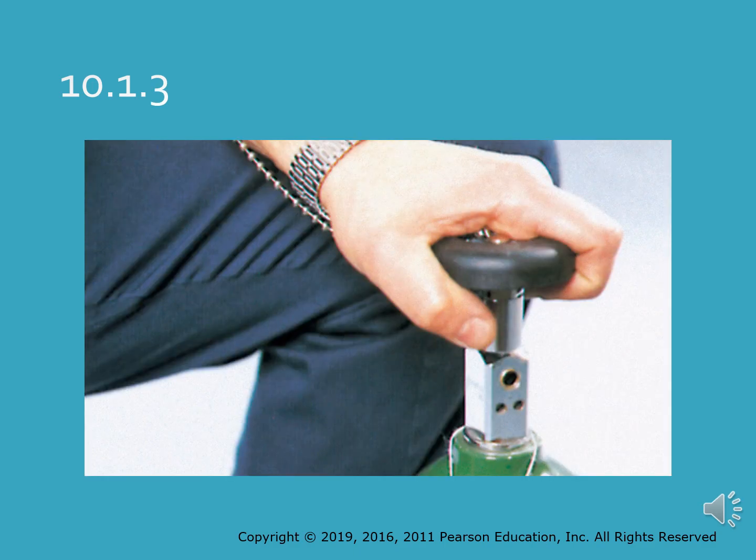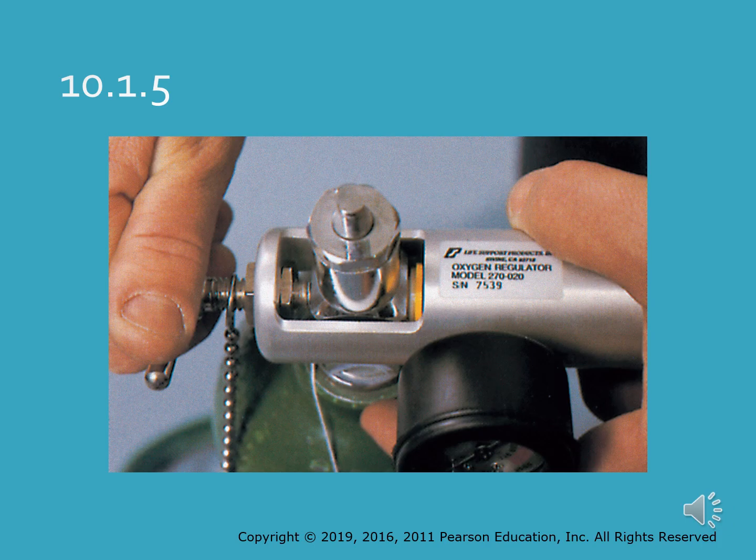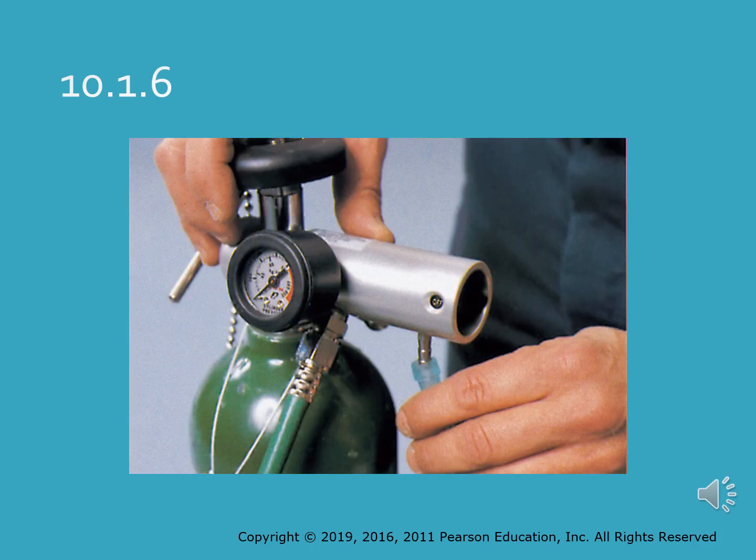Next, you're going to quickly open the main valve for 1 second to remove any dust and then shut it. You want to ensure that the O-ring is present on the regulator oxygen port. Then you want to place the regulator on the yoke and tighten the T-screw only hand tight, and do not over tighten. Then you want to attach the tubing from the delivery device that you will be using.